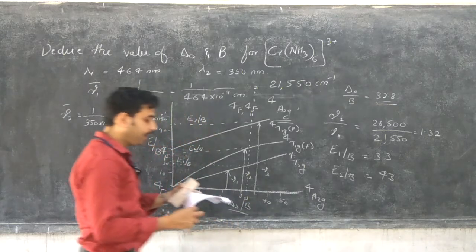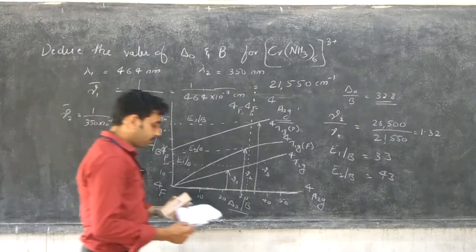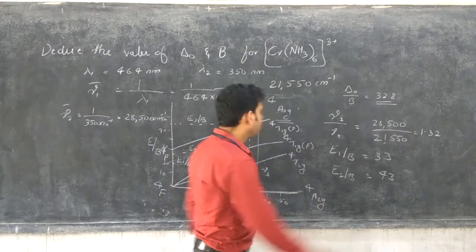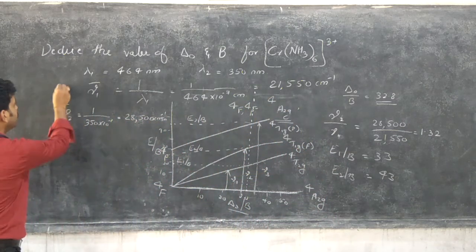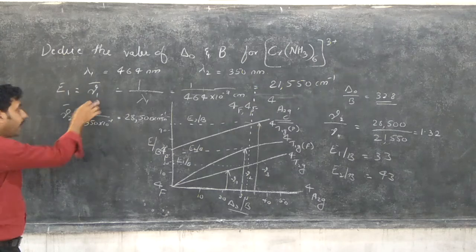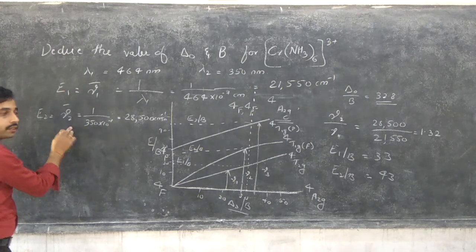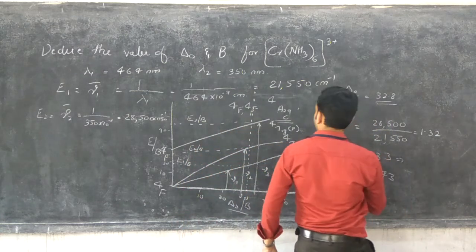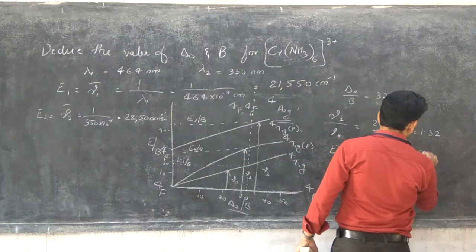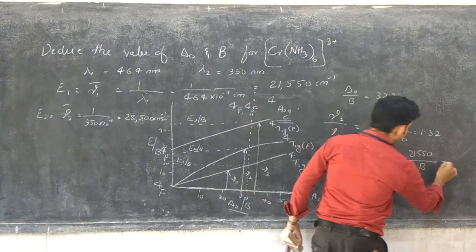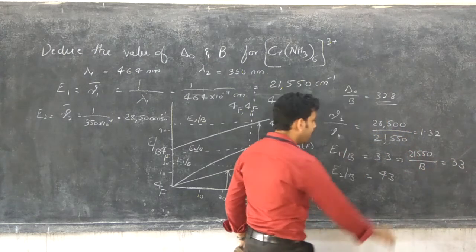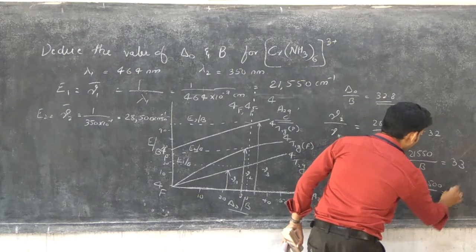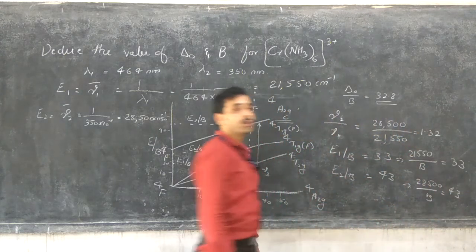So based on E1 by B and E2 by B, where E1 is nothing but nu 1 bar and E2 is nothing but nu 2 bar, the Racah parameter should be calculated. How? From E1, 21,550 divided by B is equal to 33 here, and the second case is 28,500 divided by B is equal to 43. From that, the B value should be calculated.